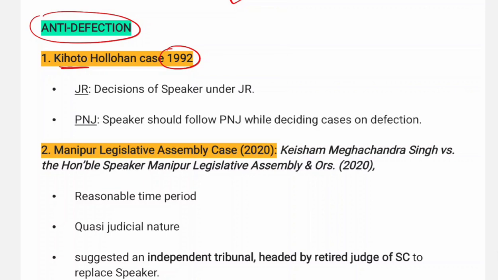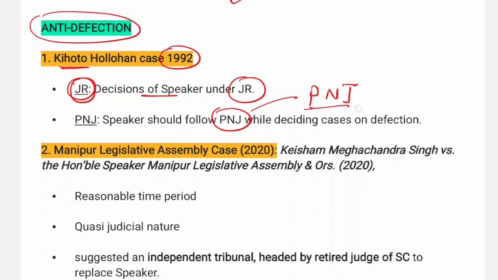In this case, Supreme Court gave importance to judicial review. It said that the speaker's decision comes under judicial review. Second, the speaker works as a quasi-judicial body. Hence, the speaker should follow the PNJ, that is the principle of natural justice, when deciding cases related to defection.